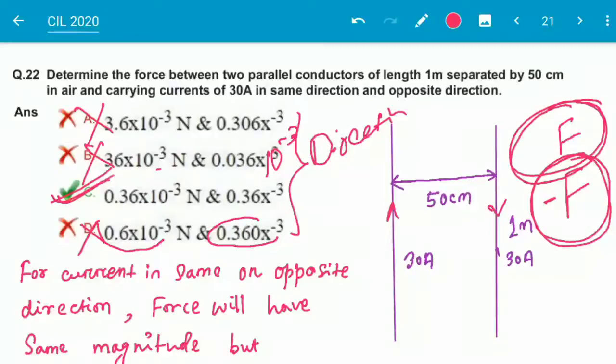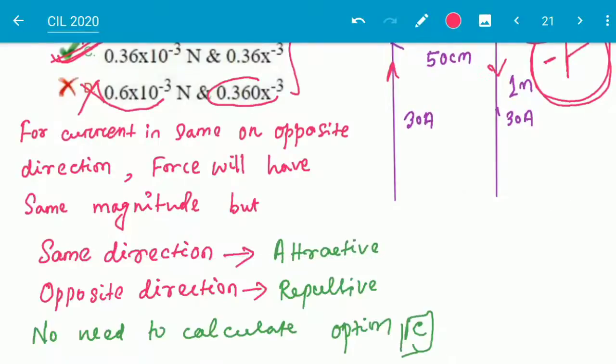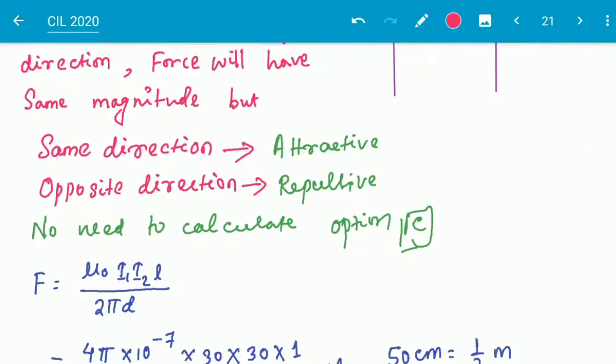Without any calculation we can choose this option, but we have also calculated the actual force. For current in the same or opposite direction, the force will have the same magnitude. For current in the same direction, the force is attractive, and for current in the opposite direction, the force is repulsive.